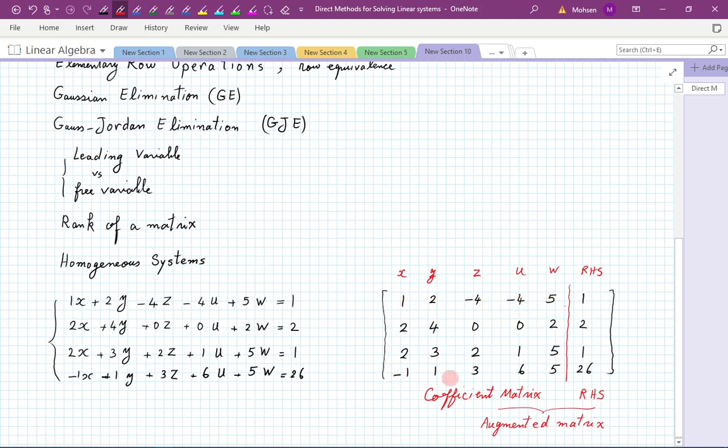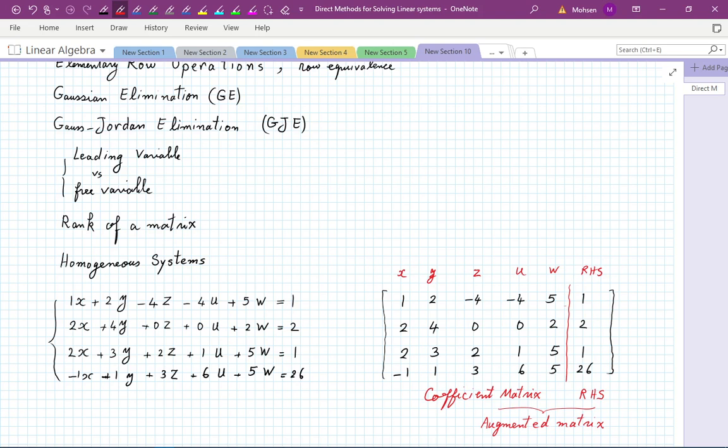This left side is referred to as a coefficient matrix. The right one, of course, is the right hand side vector or matrix. The whole thing is referred to as the augmented matrix. Okay, now down to nitty-gritty detail. How do we find x, y, and z and so on?